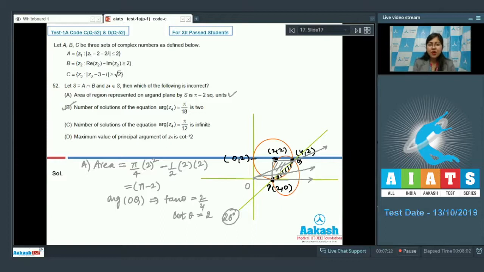Let's check the rest of the options also. So number of solutions for pi by 12. Pi by 12 is also lying in between this region, so its number of solutions is infinite. This is correct. And maximum value of principal argument is cot inverse 2, which we have already found, so this is also correct. So answer is option number B.